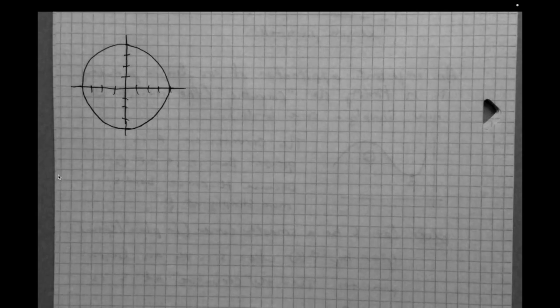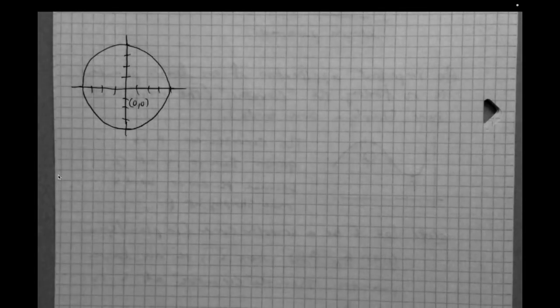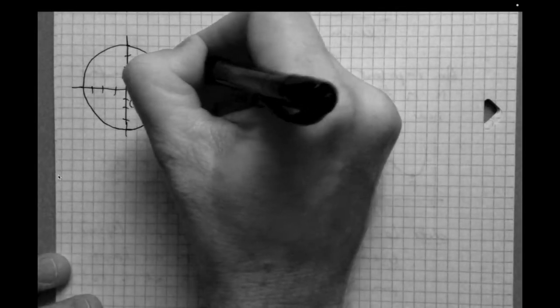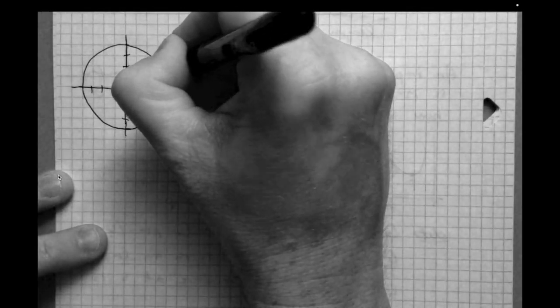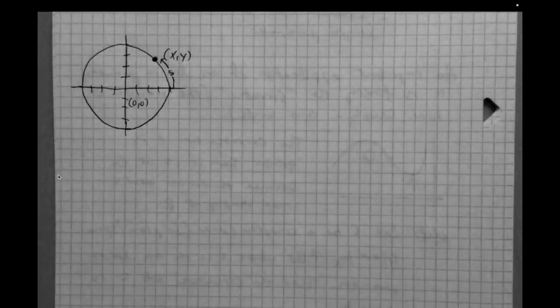Okay, so I've got my circle, and it's centered at (0, 0). We're going to let (x, y) be any point on the circle. I'm just going to draw it in a convenient spot for the drawing's sake. Then we're going to let s denote the arc length basically from (r, 0) up to (x, y).